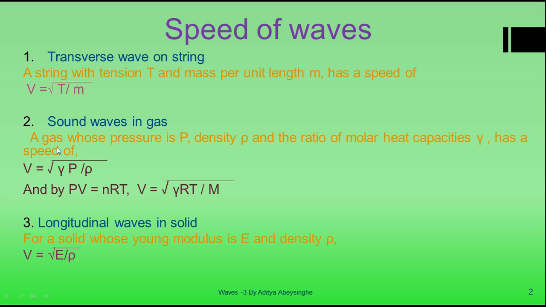So if you know these values, you can take this ratio and then take the square root to find the velocity. And also by PV equals nRT, you can substitute for P and say V is equal to root of gamma RT over M.